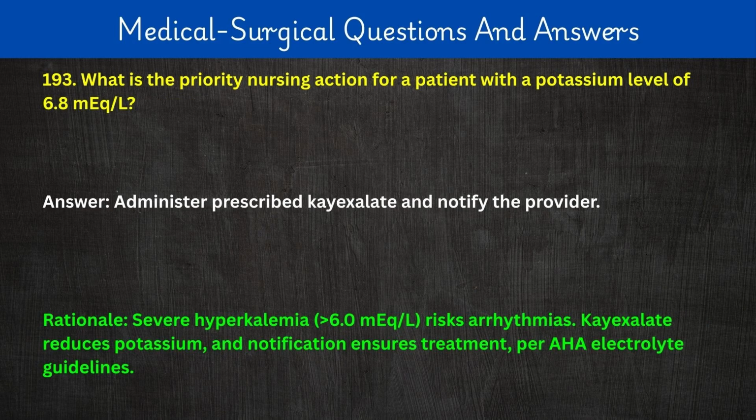193. What is the priority nursing action for a patient with a potassium level of 6.8 milliequivalent/L? Answer: administer prescribed Kayexalate and notify the provider. Rationale: severe hyperkalemia, greater than 6.0 milliequivalent/L, risks arrhythmias. Kayexalate reduces potassium, and notification ensures treatment, per AHA electrolyte guidelines.